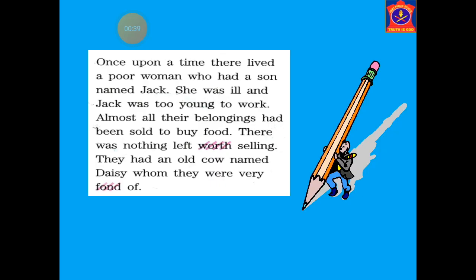Once upon a time, there lived a poor woman who had a son named Jack. She was ill, and Jack was too young to work. Almost all their belongings had been sold to buy food. There was nothing left worth selling. They had an old cow named Daisy whom they were very fond of.